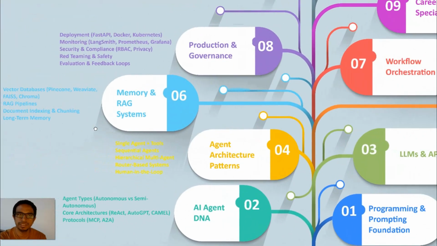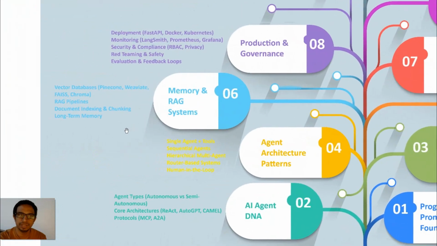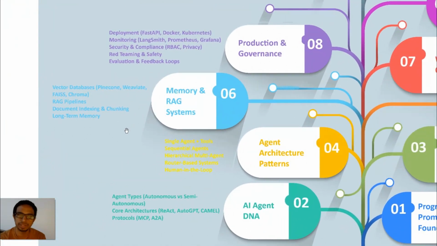The next one is the memory and RAG system, which includes your vector databases, some of them being Pinecone, Weaviate, FAISS, and Chroma. Chroma is the more predominant and heavily used one. Then we have RAG pipelines, which we can design for our RAG implementation, document indexing and chunking for our embeddings, and then long-term memory. These are part of phase 6, that is memory and RAG system.